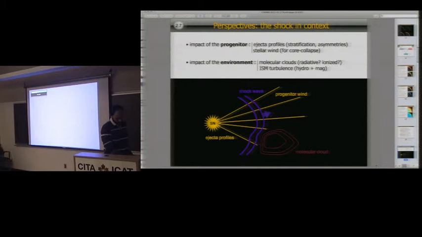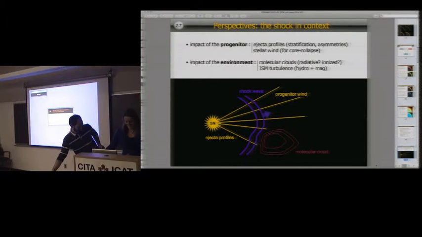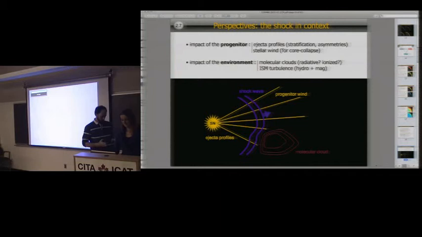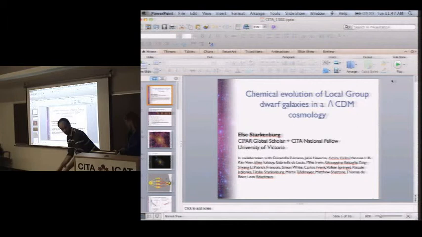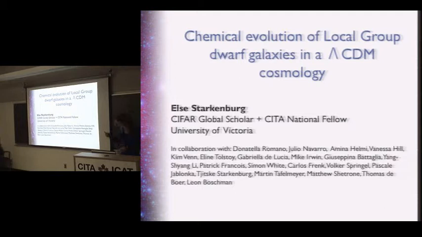So the next speaker we will have is Else Starkenburg from the University of California. She's currently a CITA National Fellow and a CITA Global Scholar. Before that, she did her undergraduate and graduate studies at the Kapteyn Institute of the University of Groningen in the Netherlands. She's interested in the chemical evolution of dwarf galaxies in the Local Group, and in high and medium resolution spectroscopy for the measurement and evolution of Milky Way halo and dwarf stars. And today she will tell us about her research.